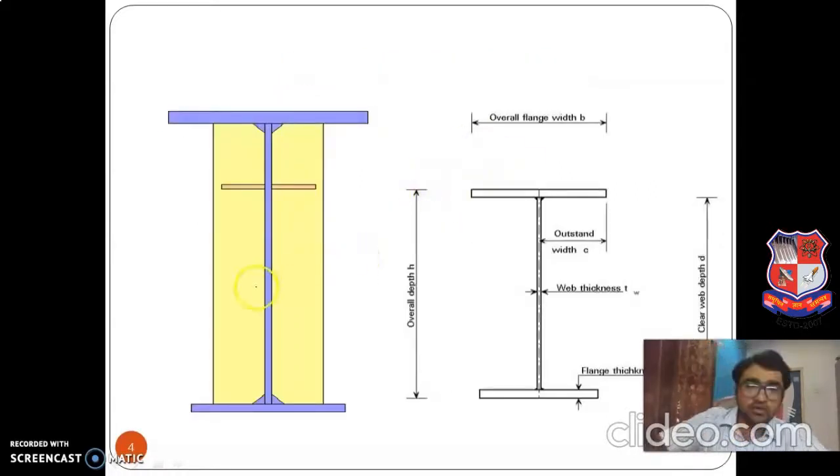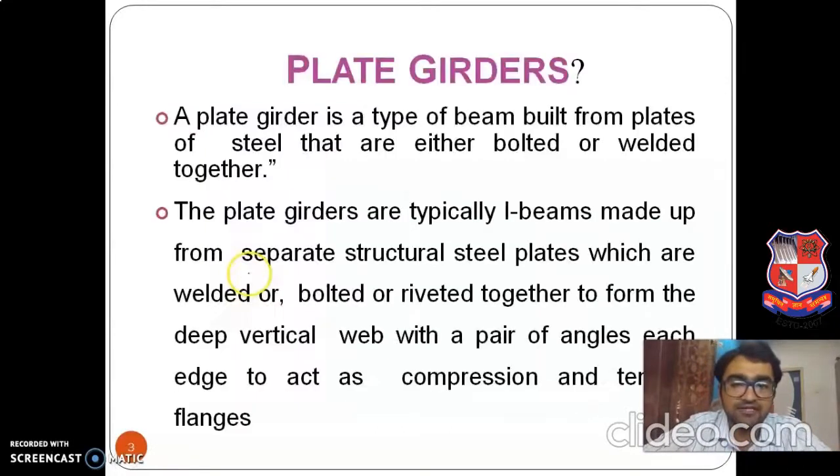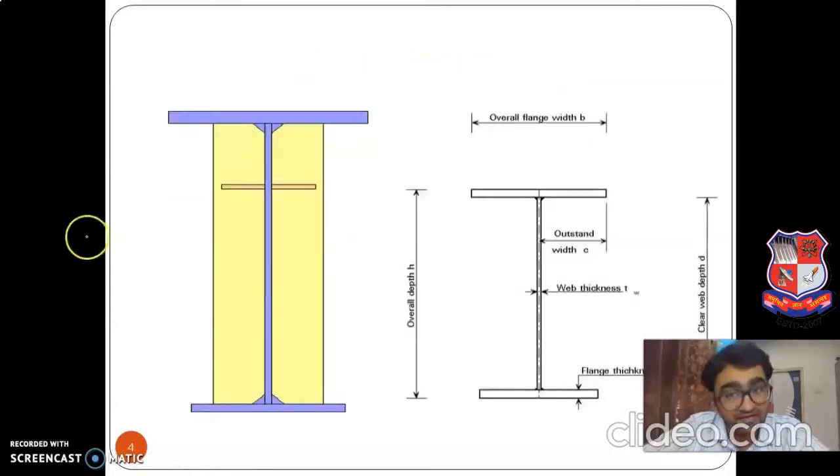So now you can see, as I told you, first of all understand the concept very carefully. In the previous slide, I explained to you that it is an I section only. It is an I section, which is made up of structural steel plates. So we are seeing the I section. You can see in the I section, this is the overall flange width B. This is the overall depth H, which is also called capital D. Outstand width C, web thickness TW, thickness of the flange.